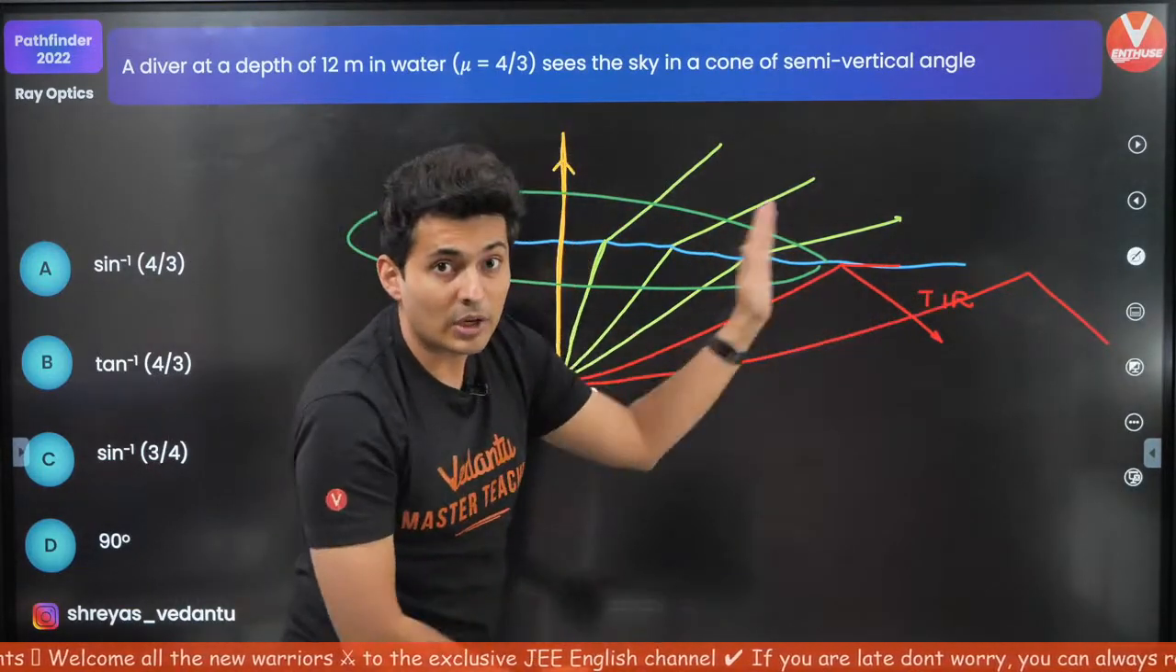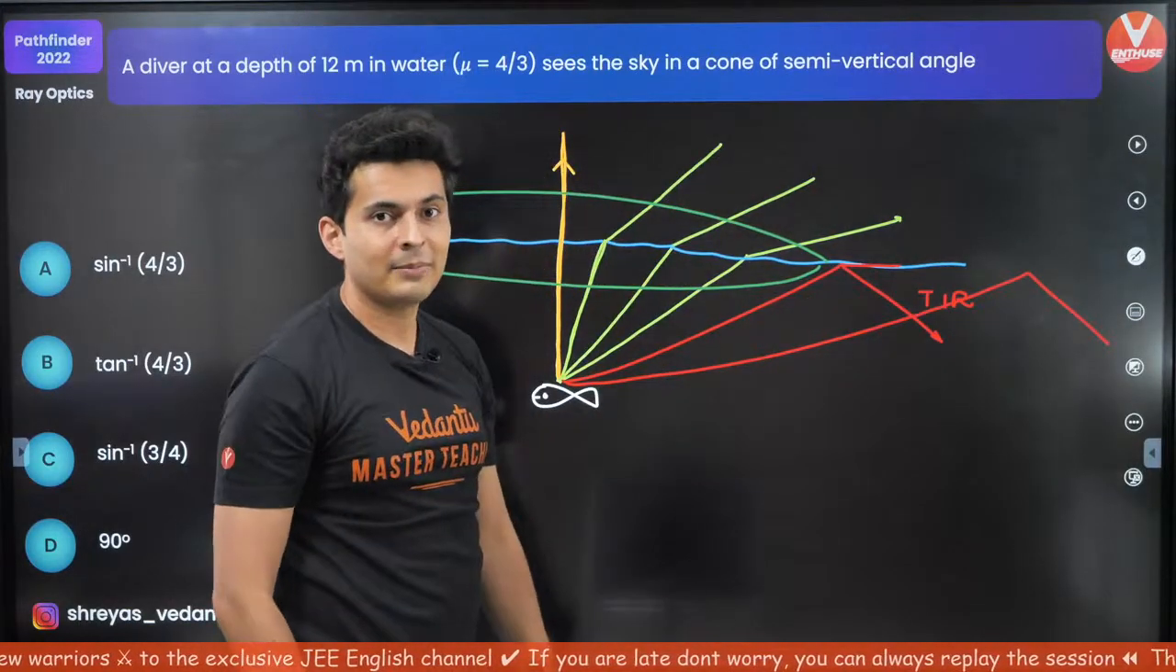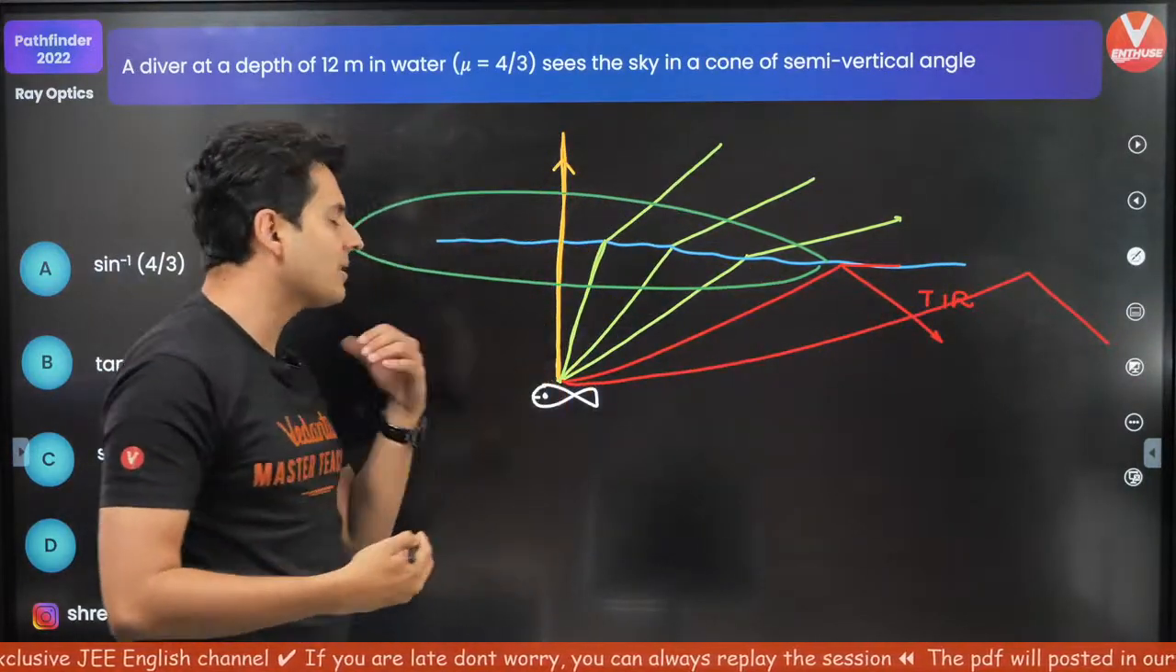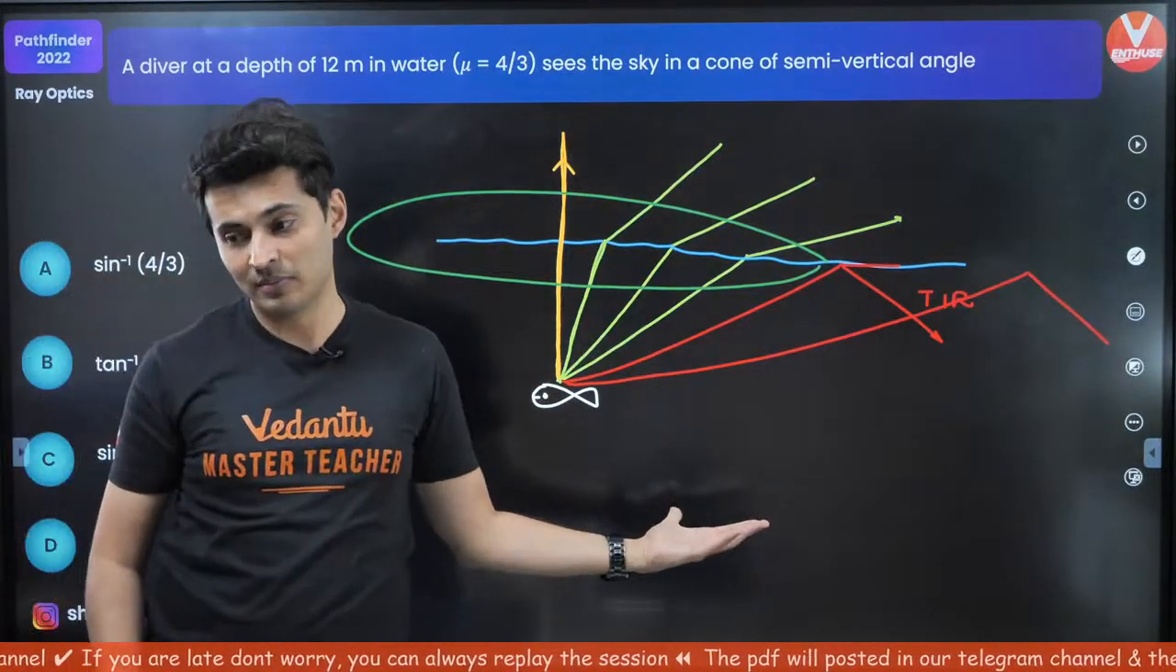All the other rays which are beyond this circular patch will only get internally reflected. That also means if there was a light ray which was coming here, it will not be able to reach the fish. Understood, my warriors?